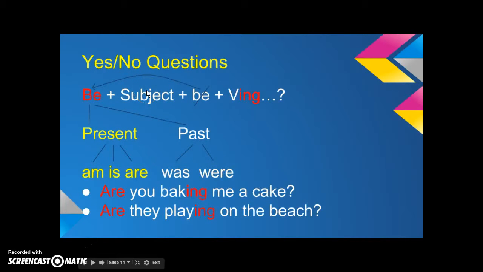Yes, no questions. Also very simple. The basic formula was subject plus be plus the main verb and ing. Now the be moves to the beginning of the sentence. And again, of course, be depends on whether we are in the present or in the past. So, a positive sentence would be, you are baking me a cake. Now, to ask a question, the be moves to the beginning of the sentence, and I say, are you baking me a cake? Are they playing on the beach? Very simple, right?